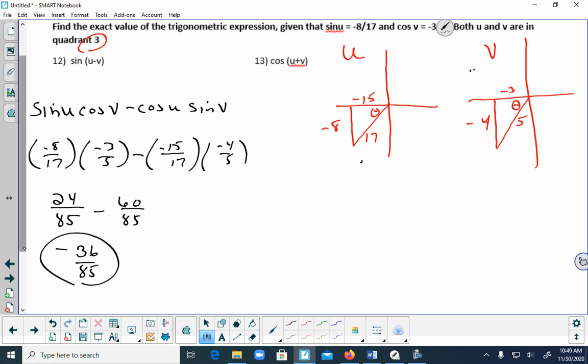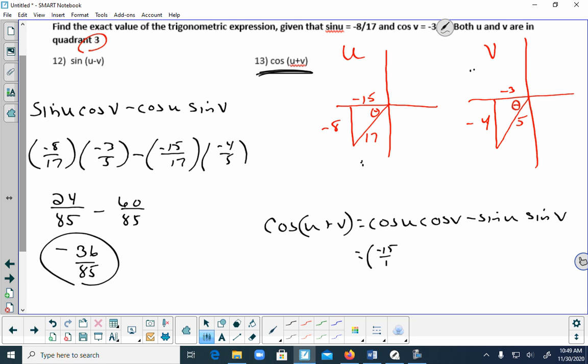All right, now I'm going to do the cosine of u plus v. So I'm going to do the same thing. I'm going to say cosine of u plus v. That's equal to the cosine of u times the cosine of v minus the sine of u, sine of v. So the cosine of u, looking from this triangle, negative 15/17. The cosine of v, looking from this triangle, negative 3/5, minus the sine of u, looking from this triangle, negative 8/17. And the sine of v, negative 4, whoopsie, that's a 4/5.